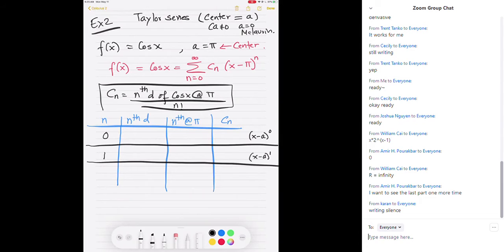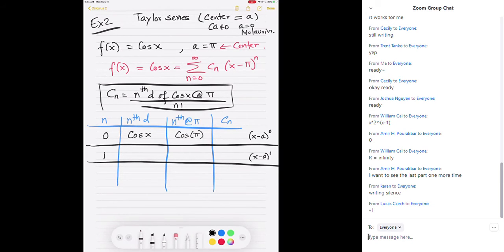So start this one for me. Tell me, 0 derivative. So we're not taking any derivative. So it is what? Cosine of x. So what is cosine of pi? And remember, you're a calculator, so don't worry about all that. So cosine of pi is, thank you, Lucas, negative 1. So the first derivative, you make your table the way you want it to look. So cosine of x, the derivative is going to be negative sine x. So I'm going to go negative sine of pi, which is 0.